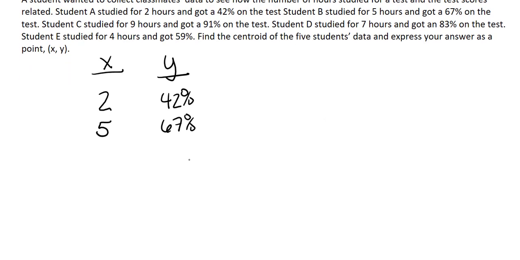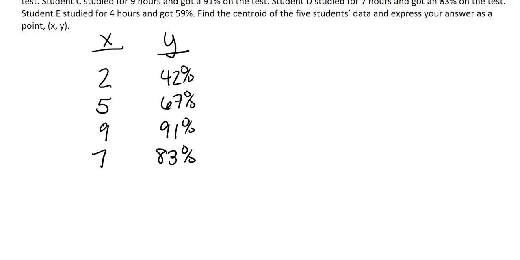Student C studied for 9 hours and got a 91%. Student D studied for 7 hours and got an 83%. So we'll go 7 and then 83. And then student E studied for 4 hours and got a 59%. So 4 hours, 59%. We're going to find the centroid of the 5 students' data and express your answer as a point x and y.